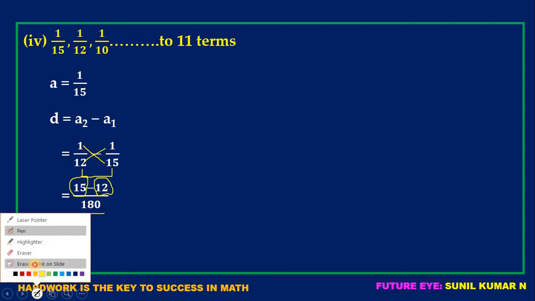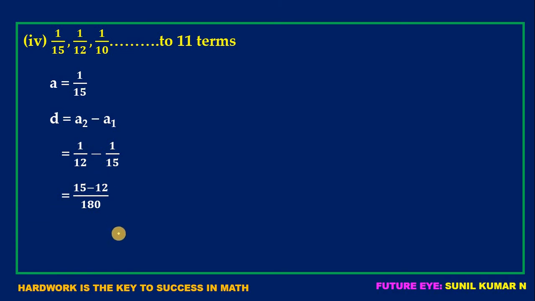So next, what you want to do here is 15 minus 12. You subtract it. How much will you get? 15 minus 12 is 3. So we'll get 3 by 180. Again here cancellation is possible. It will cancel, see. 3 ones are 3, 3 6s are 18, and 0 as it is. So we will get 1 by 60. So this is the value of D, children. And what about n? You are going to find the sum of 11 terms. Hence the n value becomes 11.